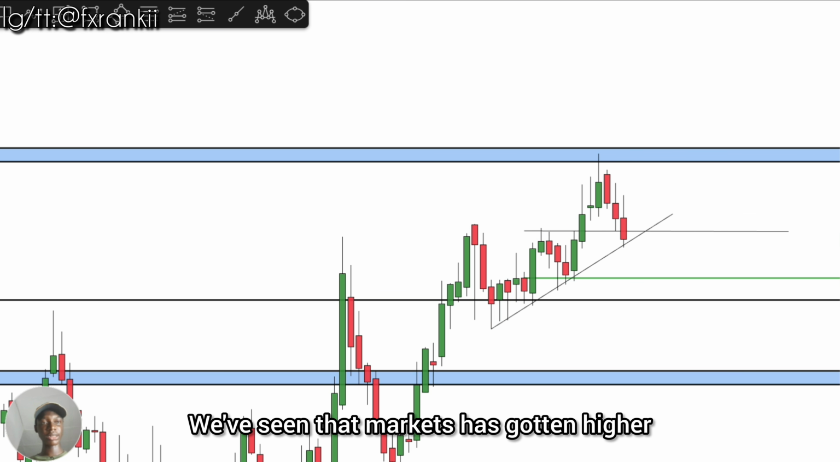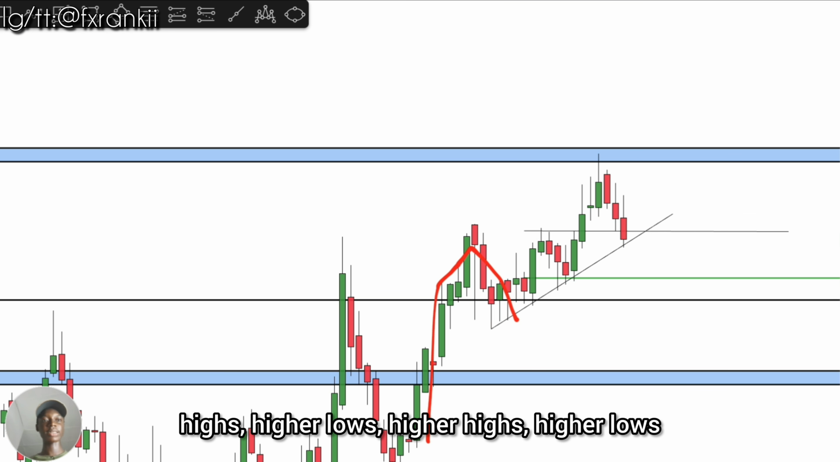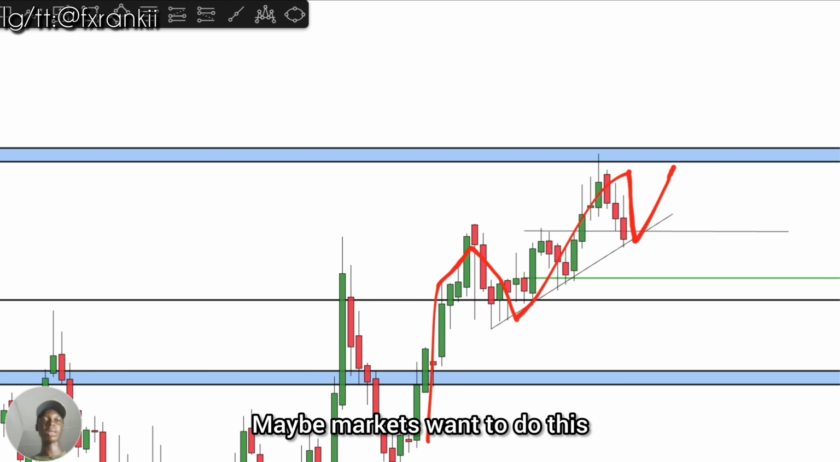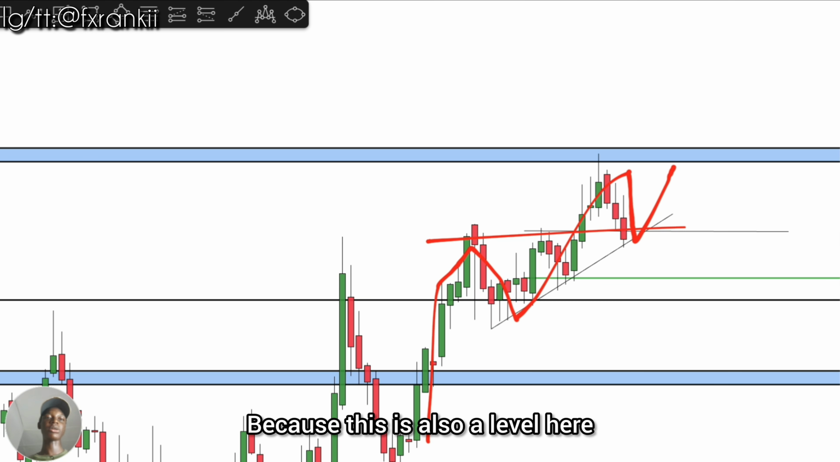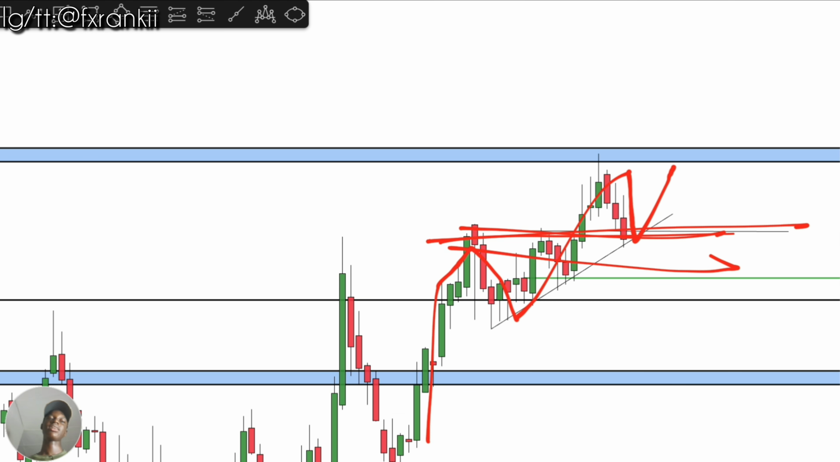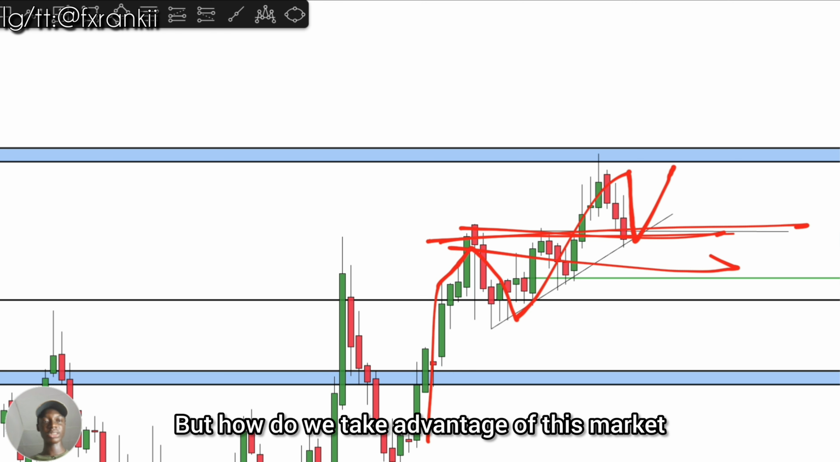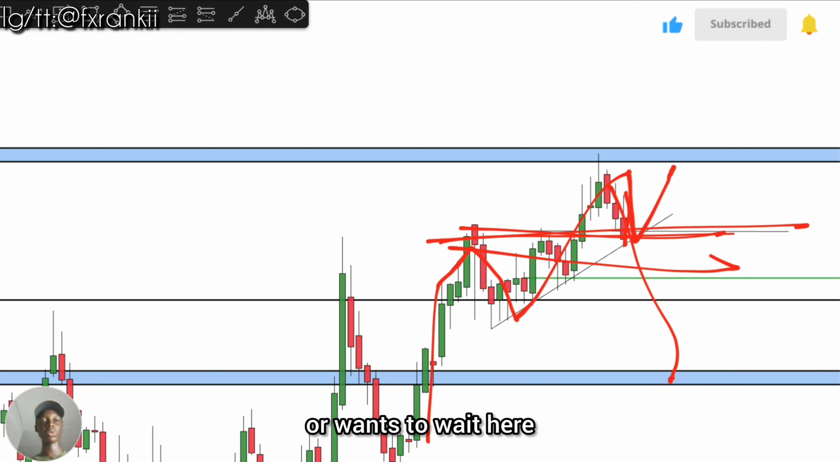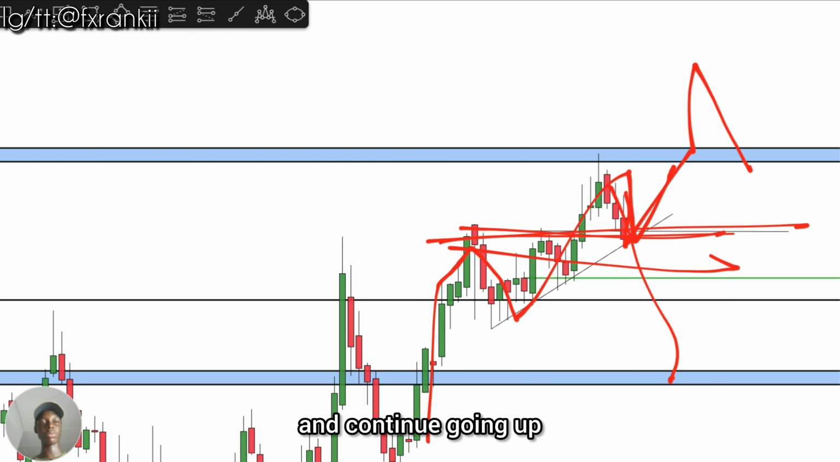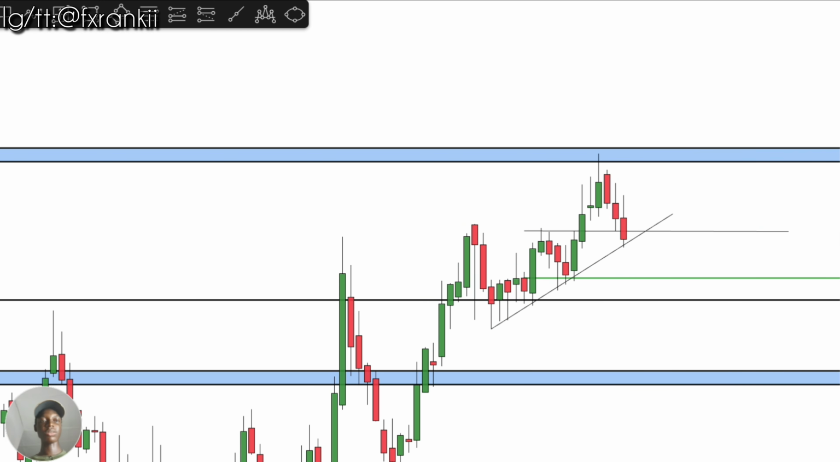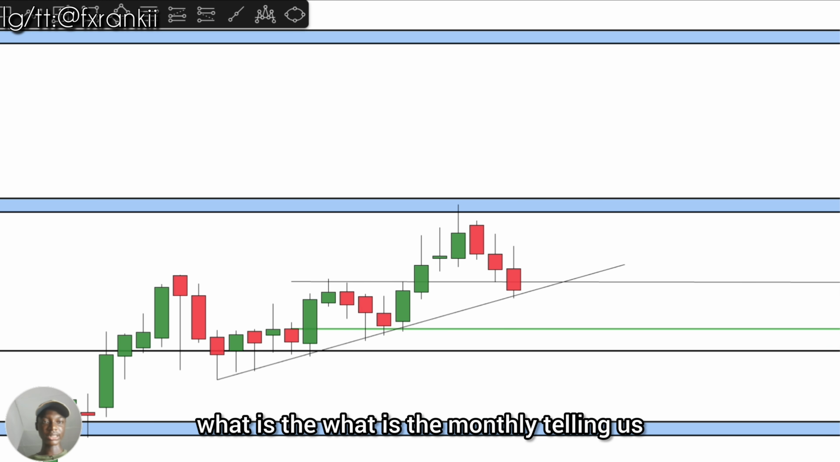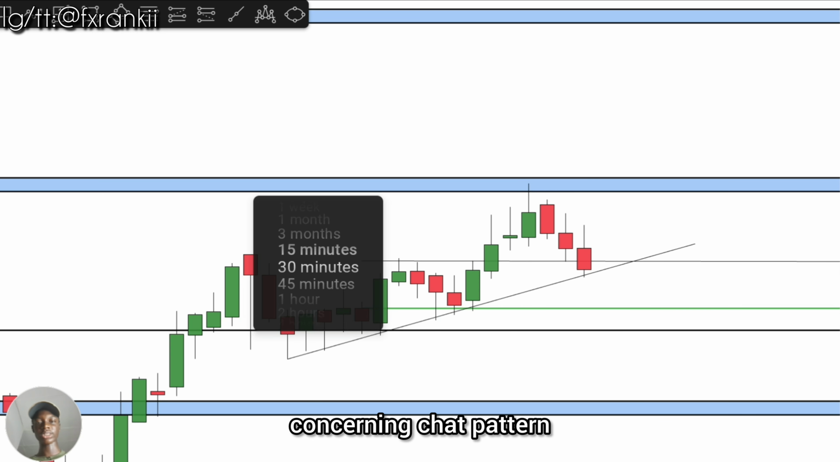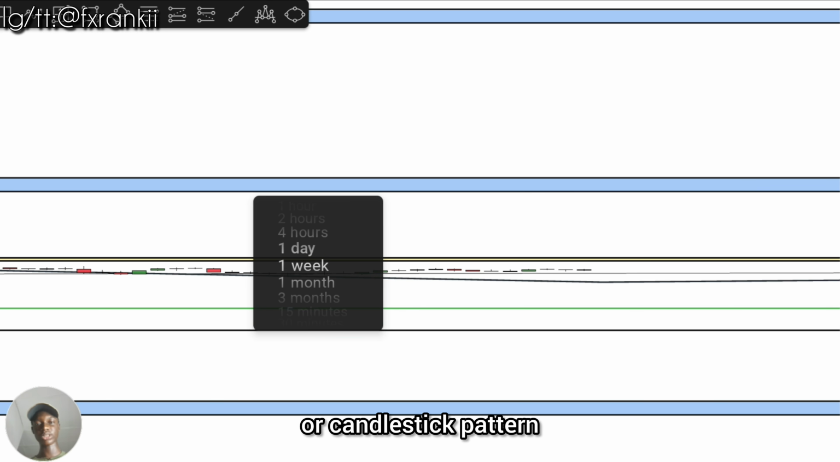We've seen that the market has made higher highs, higher lows, higher high, higher low. Maybe the market wants to do this, because this is also a level here. But how do we take advantage of this market? How do we know if the market wants to turn over to the downside or wants to hit here and continue going up and up? Firstly, what is the monthly telling us concerning chart pattern or candlestick pattern?